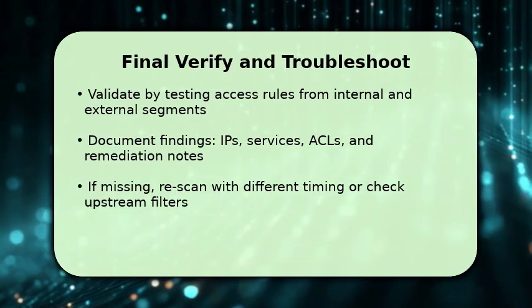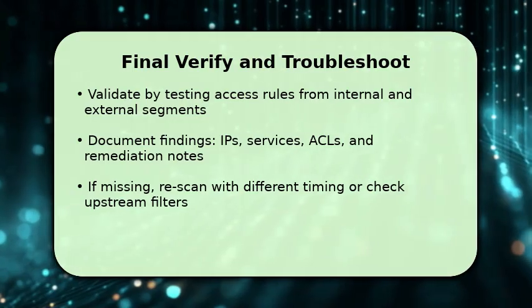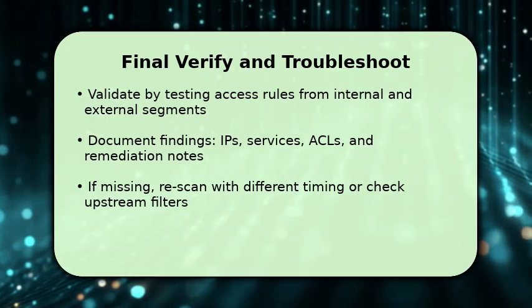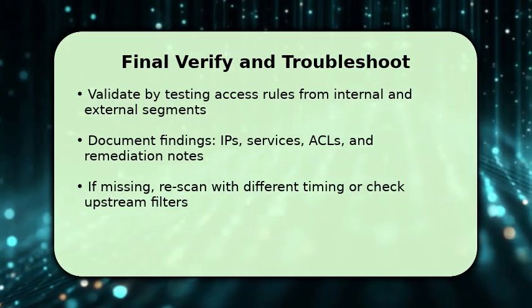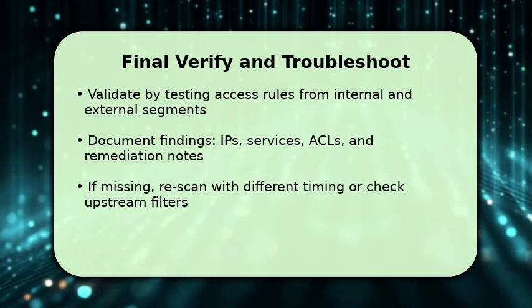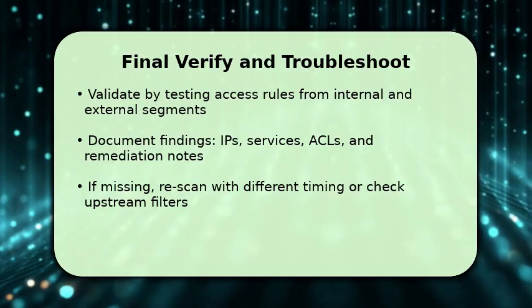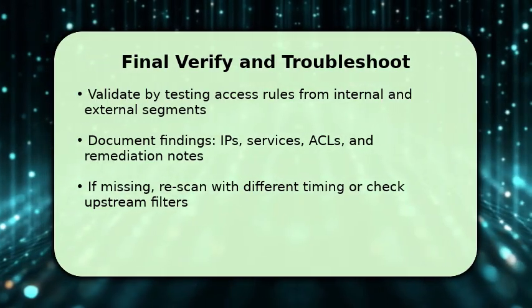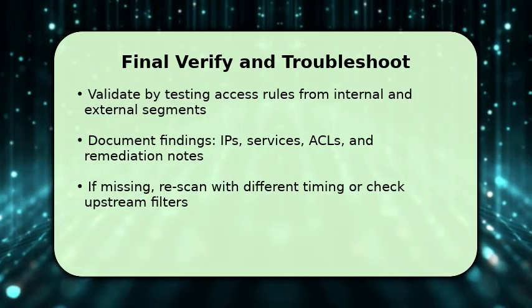If you can't find expected hosts, don't escalate scans aggressively. First rescan with slower timings, change source hosts, and inspect upstream firewalls for hidden NAT or filtering that masks the DMZ. If problems persist, report the specific discrepancies with timestamps so network ops can trace packets and resolve visibility issues.